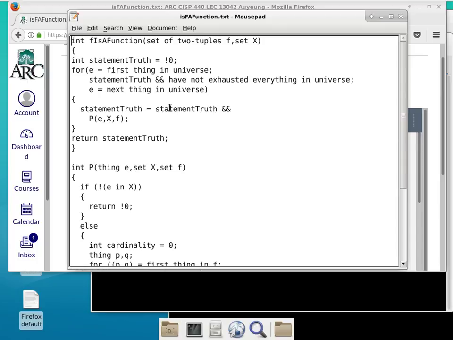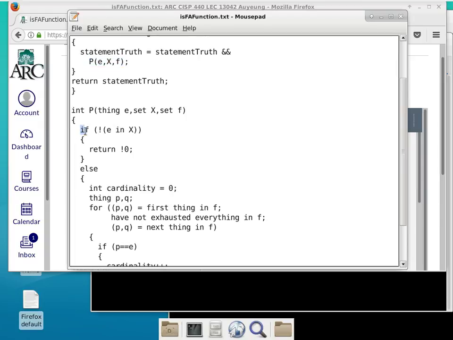Okay. So when you look at this part here, E is bound to one thing in the entire universe. And then in each iteration of the for loop, the post operation of each iteration is to say, okay, now let's look at the next thing in the entire universe. So E is just going through every single thing in the entire universe, sequentially, one by one. Is that okay? And then the first thing we need to do is to look at the other function, which is PEXF. These are all passed as parameters.